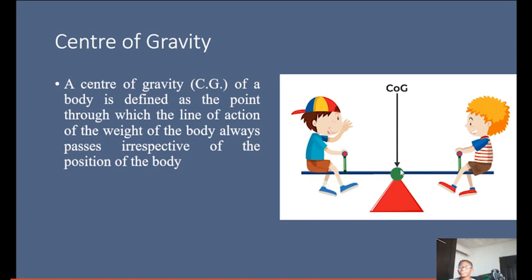You can see these two children on the swing. The center of gravity, CG of a body, is defined as the point through which the line of action of the weight of the body always passes, irrespective of the position of the body.